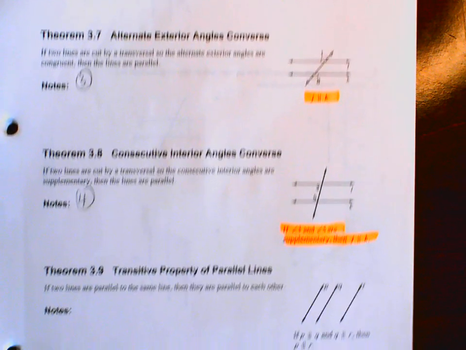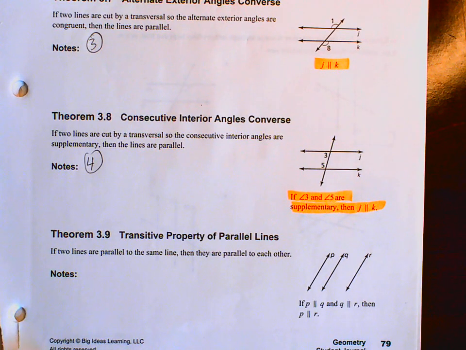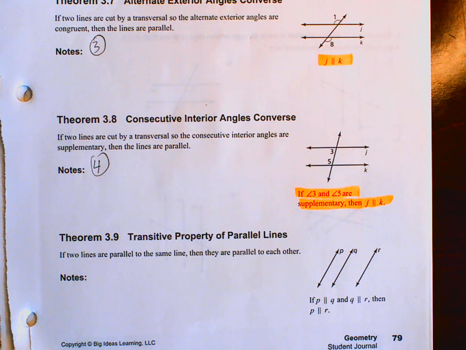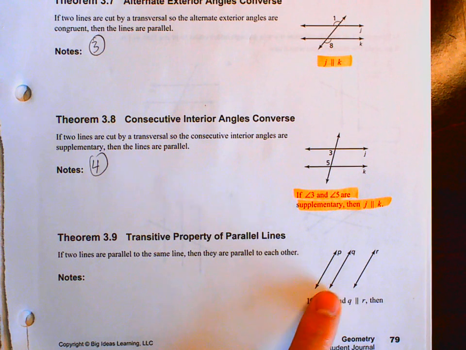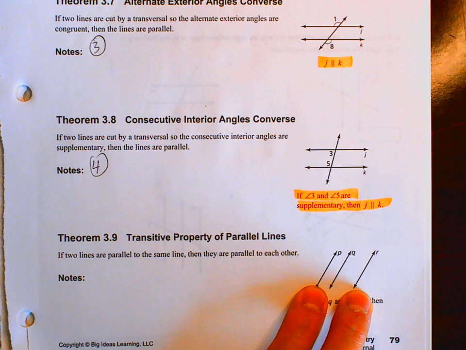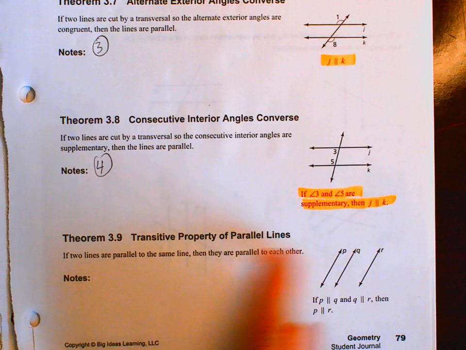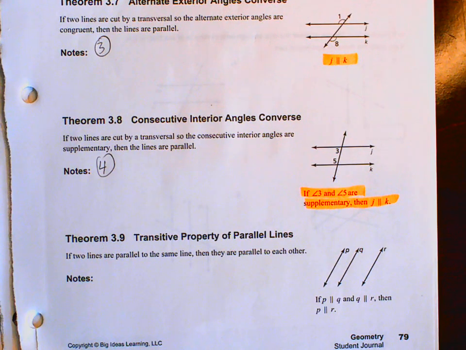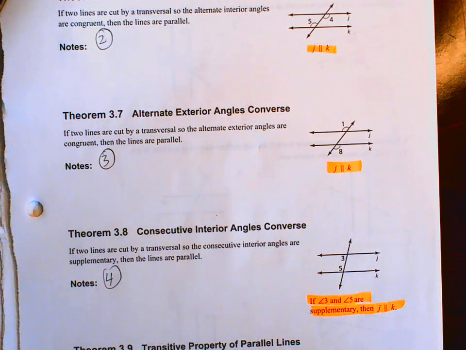And then this one's not the converse of anything, but it's a very important theorem. It states that if two lines are parallel to the same line, then they're parallel to each other. So if this line is parallel to this one, and this one is parallel to this one, then these two right here are going to be parallel to each other. It's called the transitive property of parallel lines. Now don't forget, that's where problems 2, 3, and 4 are going to go.